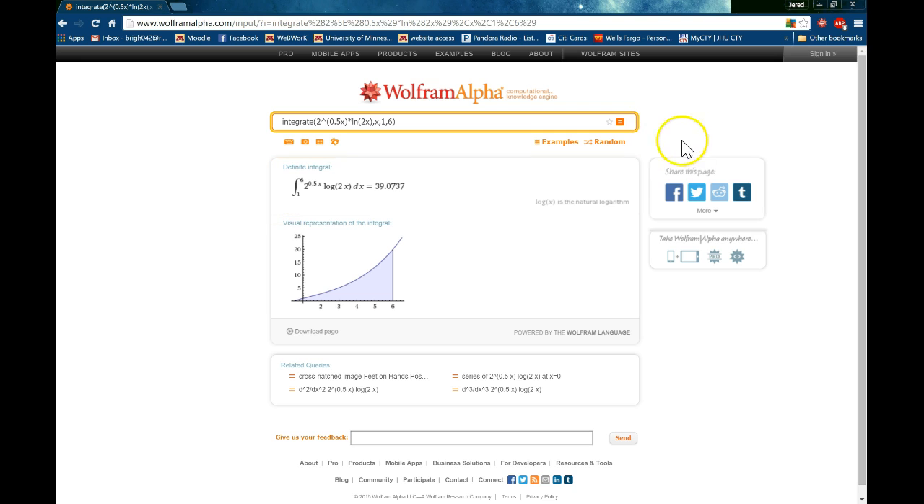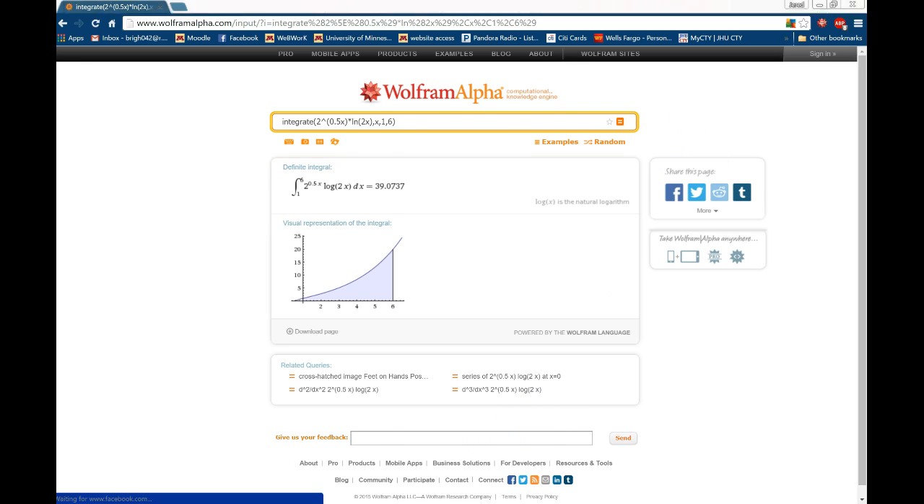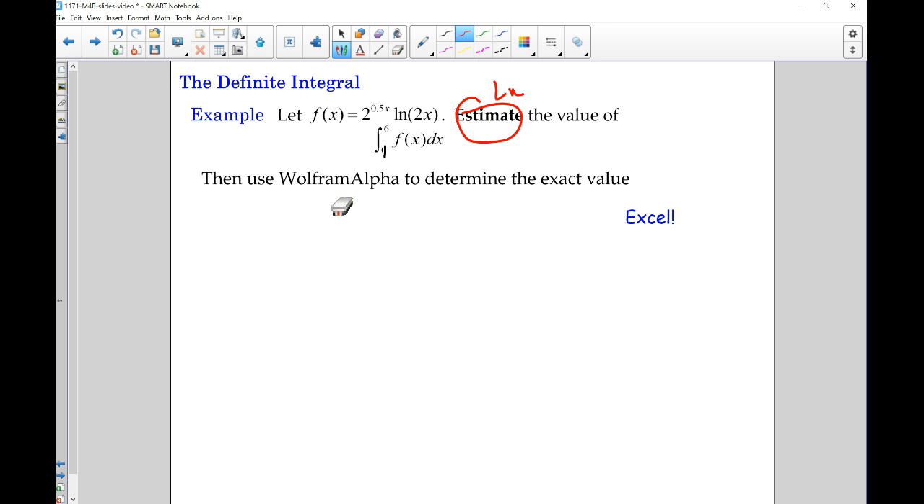Okay, so moral of the story, we got an estimate that was 38.13. Wolfram Alpha said the exact answer was 39.07, something like that, I forget. But we need to be able to do it both ways, both using Riemann sums and using Wolfram Alpha, and then there will be a third way to do it algebraically, which this one we cannot do. Okay, we cannot do that one algebraically. Okay, so that's a brief glimpse at definite integrals, their definition, and their relationship to Riemann sums.